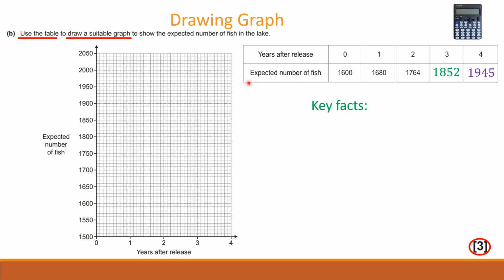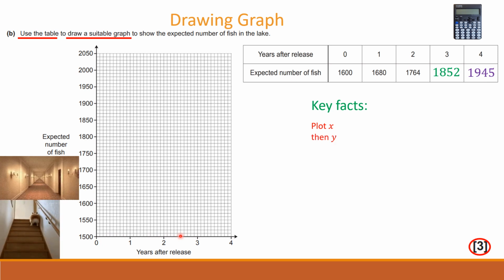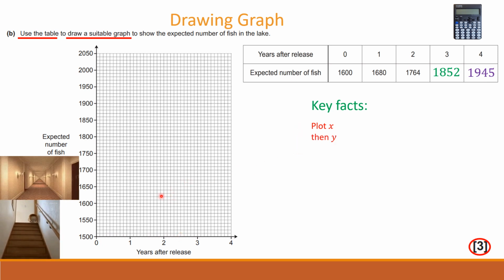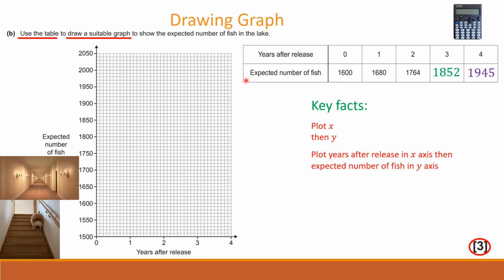The key facts of this question are that you're going to be plotting in your x-axis first. So your x-axis is the one coming along the x-axis, in this case the years after release, which is the value at the top here, years after release. Remember, we go along the corridor and then we go up the stairs. So we plot x, then we plot y. So up the stairs we have got the expected number of fish, so we're plotting the years after release against the expected number of fish.